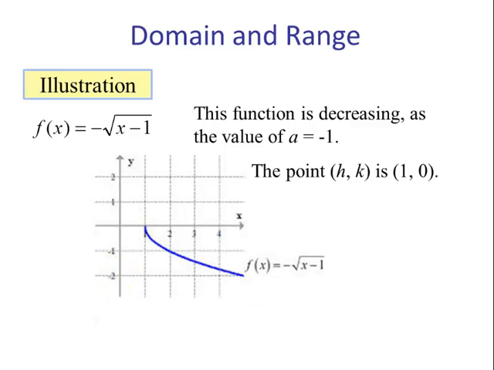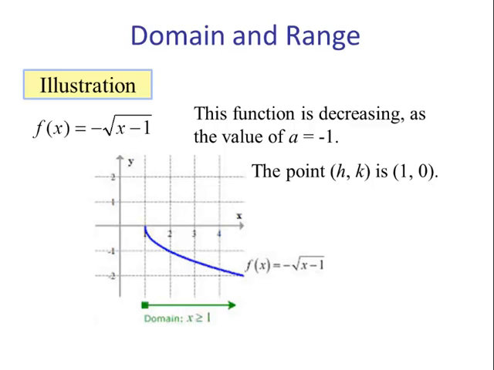So if you recall, the domain are all the possible x values. So 2 is in the domain because it has a spot on the graph. 3 is in the domain, so is 4, and so on. 1 is in the domain, but anything less than 1 is not on the graph, therefore it's not in the domain. So we would write the domain as all real numbers, x greater than or equal to 1. So the value of h helps us determine what the domain of a square root function will be.